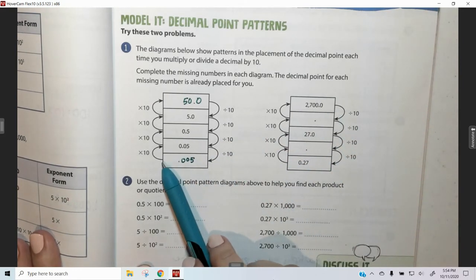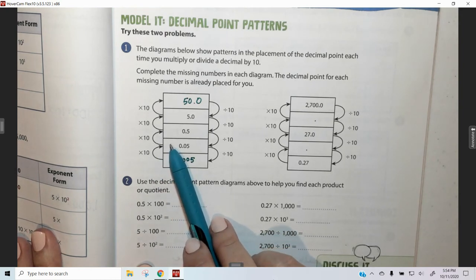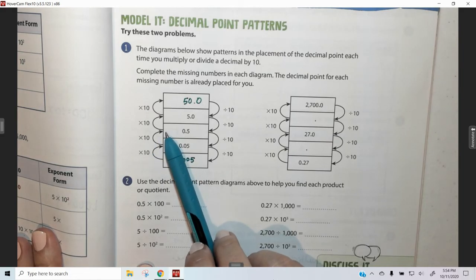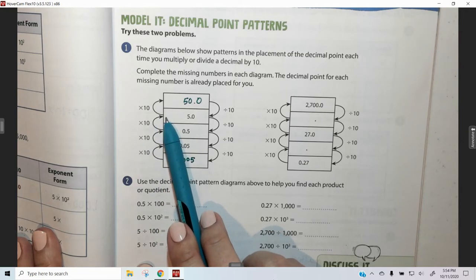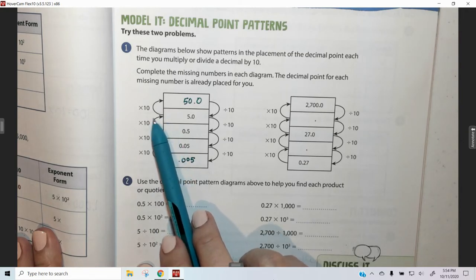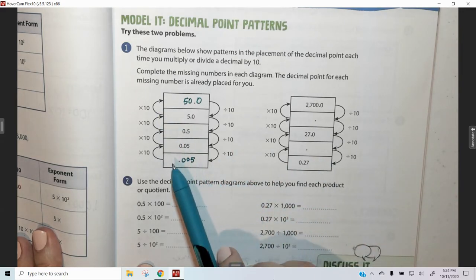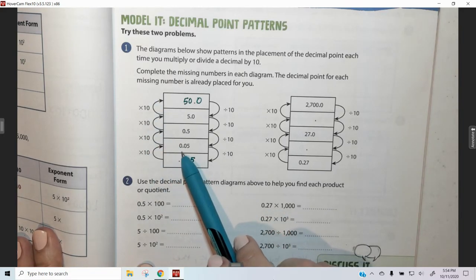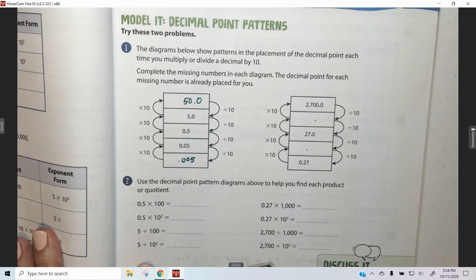Then, when we multiply 5 thousandths by 10, we get 5 hundredths. When we multiply 5 hundredths by 10, we get 5 tenths. When we multiply 5 tenths by 10, we get 5. And when we multiply 5 times 10, we get 50. So as you can see, when you multiply, the decimal shifts over one place value every time.